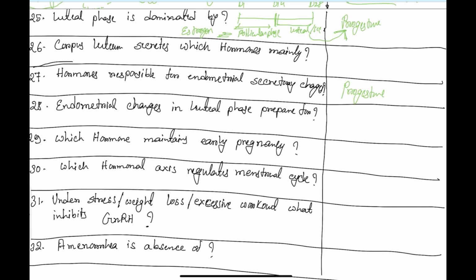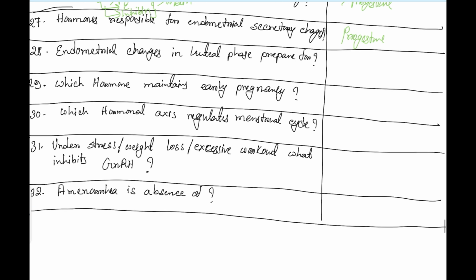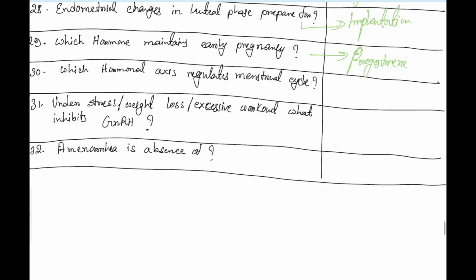Corpus luteum secretes which hormone mainly? Answer will be progesterone. This corpus luteum secretes progesterone, estrogen, and inhibin in little amount, but progesterone is the main hormone. A large amount of progesterone is secreted from your corpus luteum. Endometrial changes in the luteal phase prepare for implantation. Which hormone maintains early pregnancy? Your answer will be progesterone. In early pregnancy, progesterone. In later pregnancy, HCG.